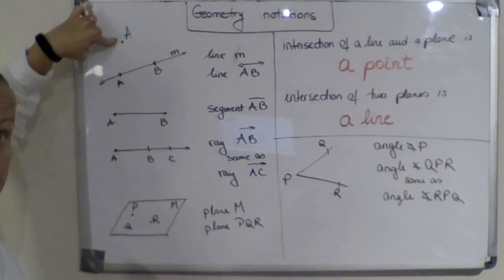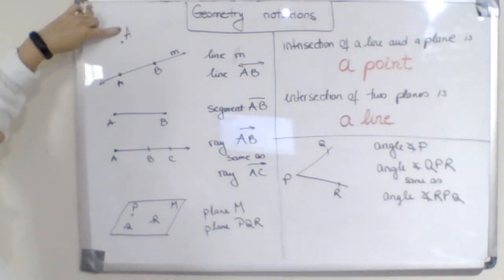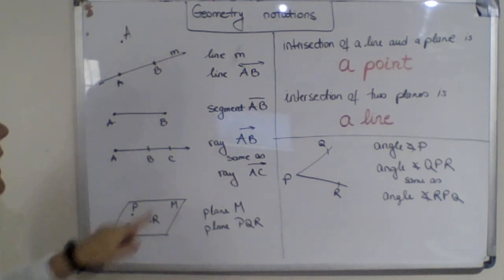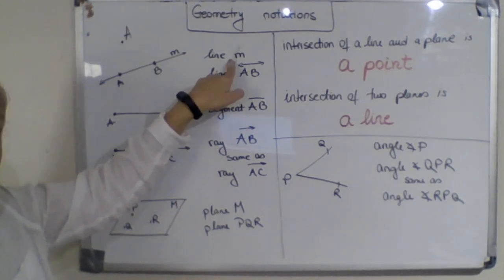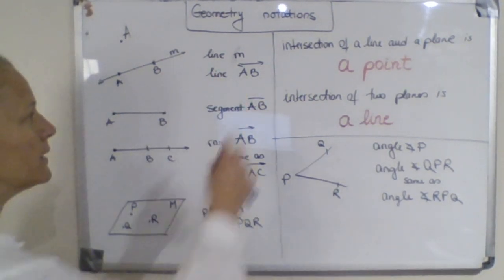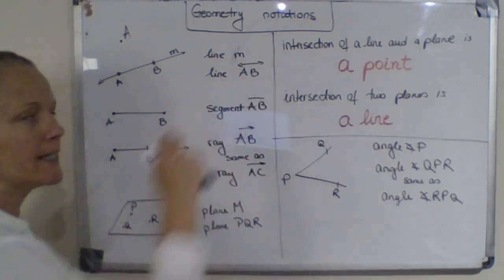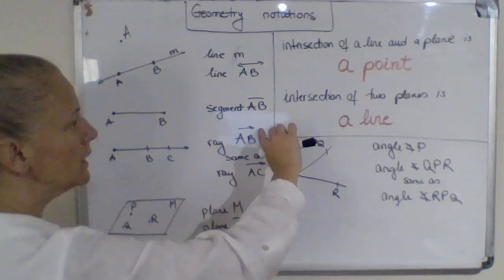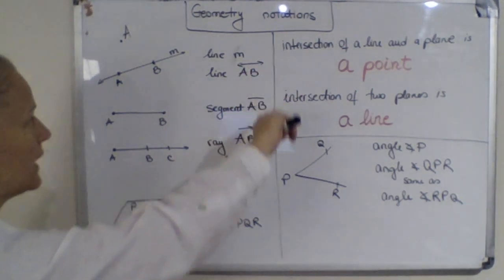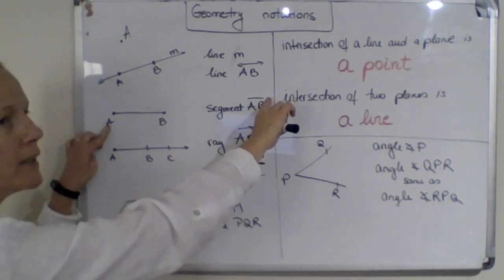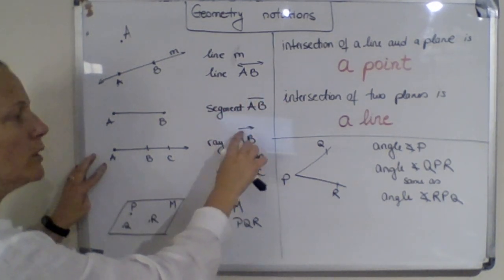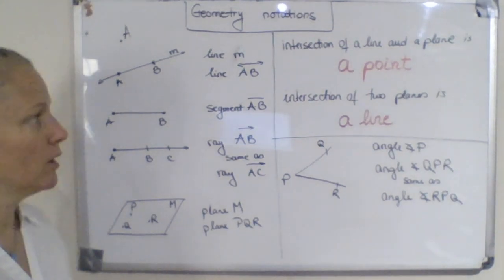A point is just a dot and is only named by a capital letter, or uppercase letter. A line can be named either by a lowercase letter or by two uppercase letters. But remember, the symbol on top of it is vital, because this little symbol tells you: are you dealing with a line, which means it has two arrows at both ends? Are you dealing with a segment, which doesn't have anything at the end? Or are you dealing with a ray, which only has one arrow, one end, okay?